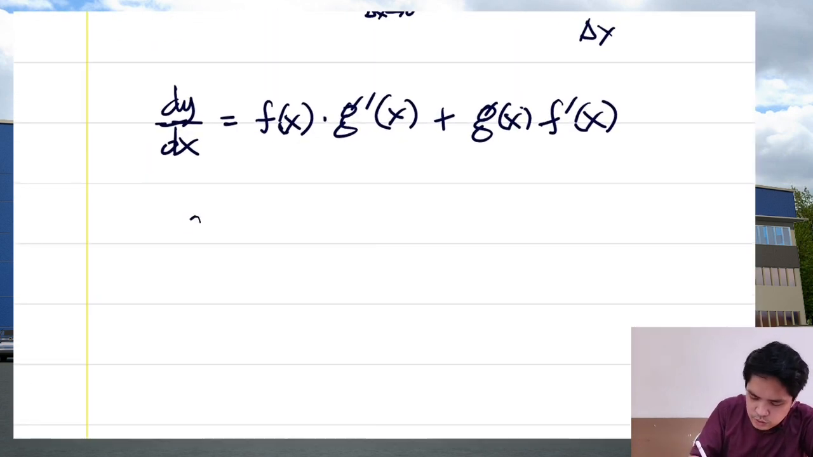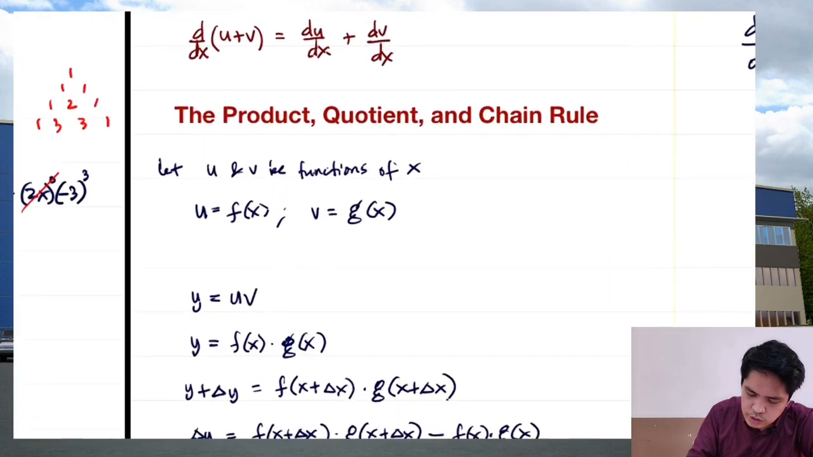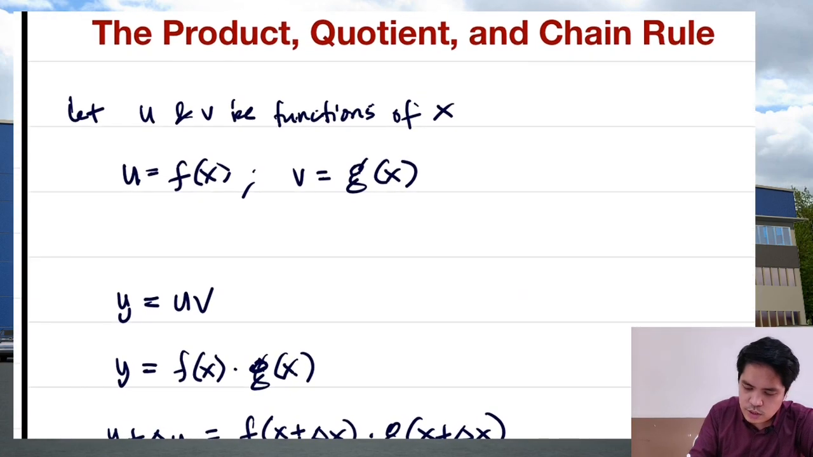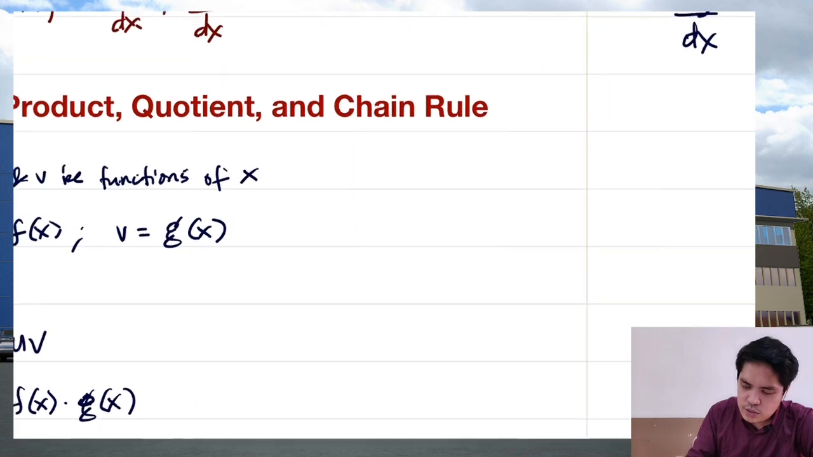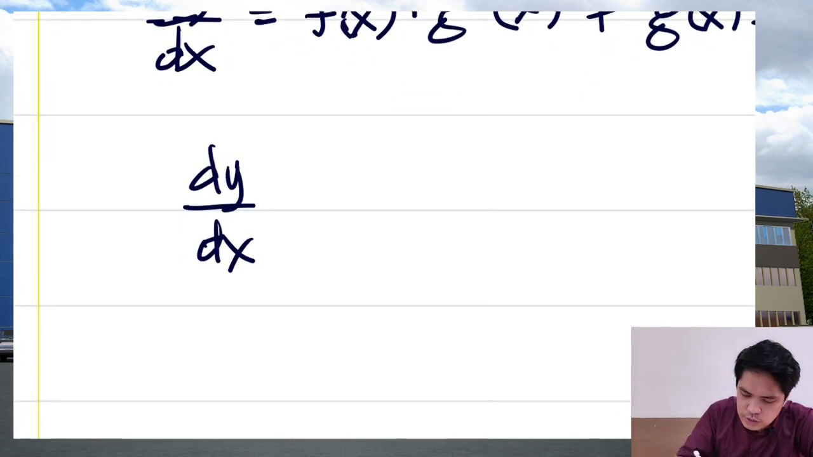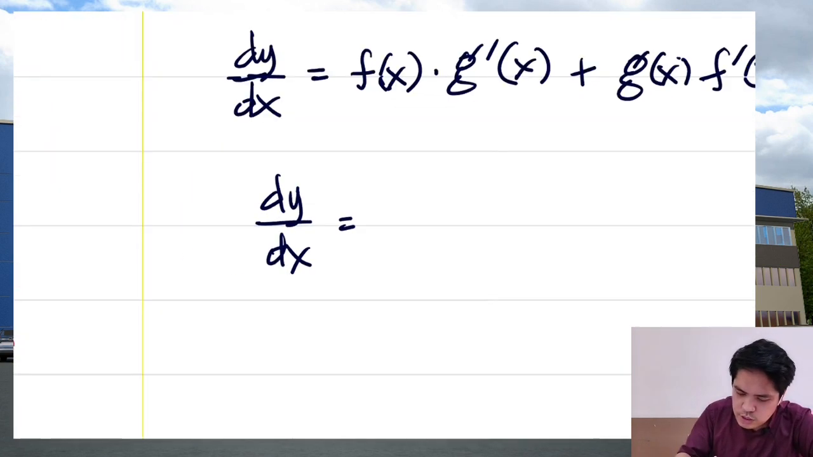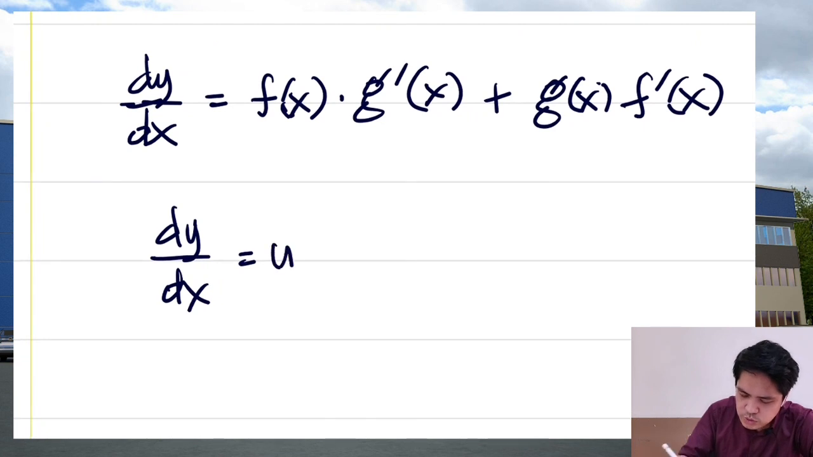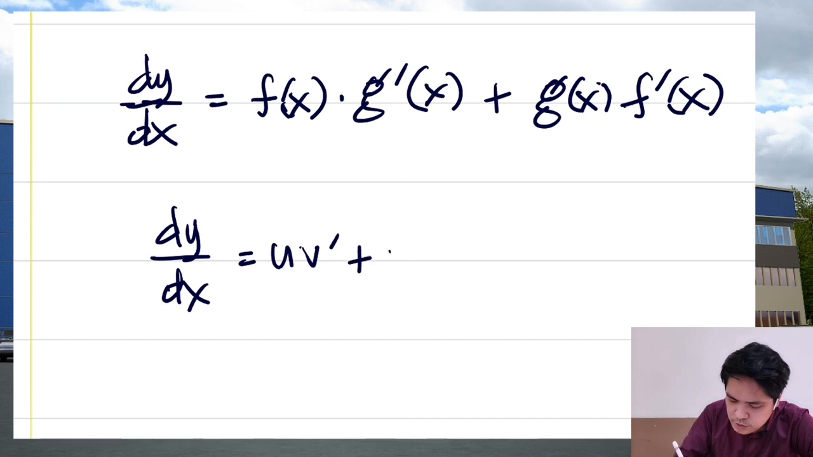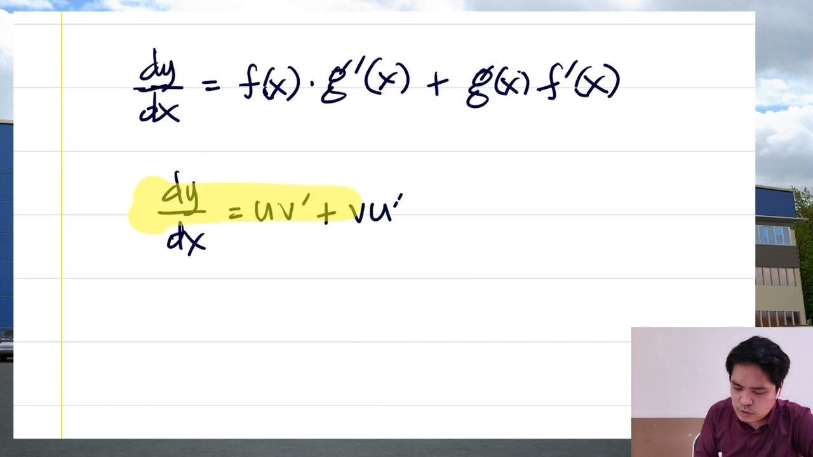Okay? If we simplify that using our functions u and v, so f of x is u, times our g of x, that's v, diba? So this becomes u v prime plus v times u prime. So this would be the product rule. So it's very easy to memorize.